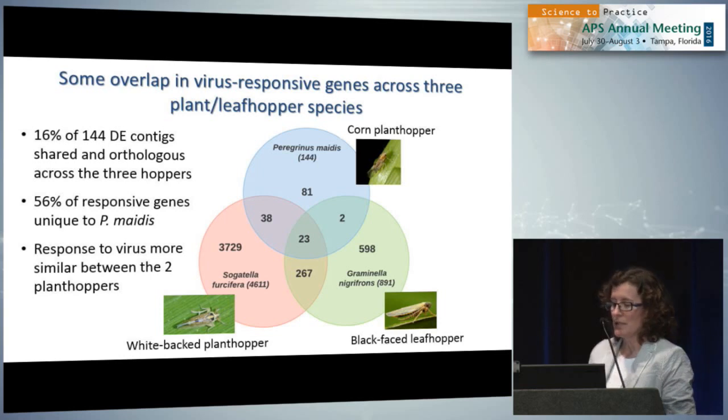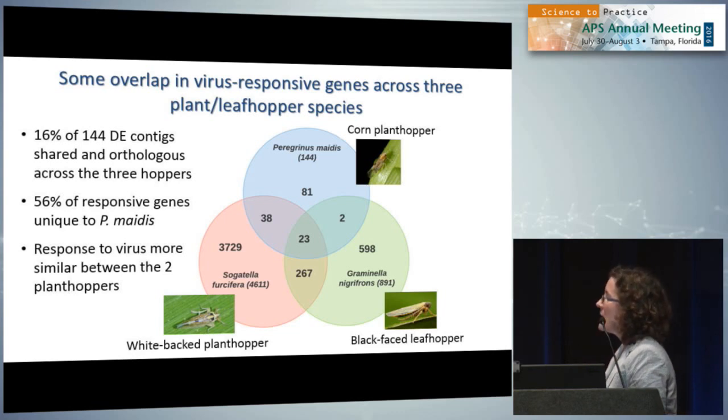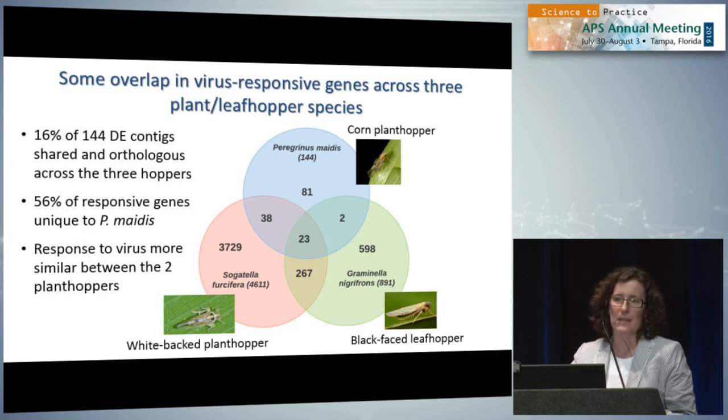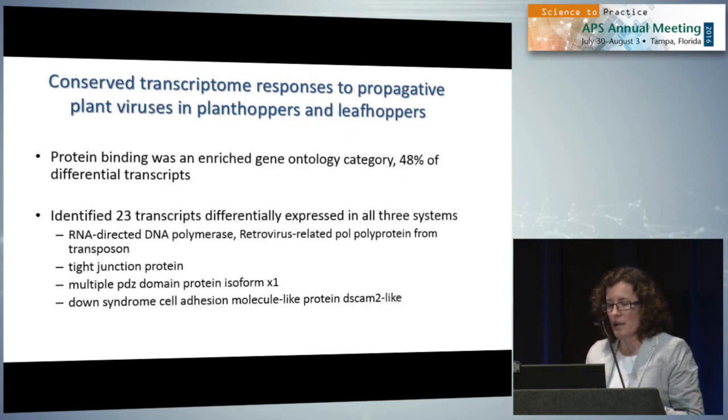An interesting thing, when you look at it, we're comparing plant hoppers and also a leaf hopper. What we found was that the responses, even though they were to a dsRNA virus and a nuclear rhabdovirus, were more common between the plant hoppers, even though they were infected with diverse viruses. That's probably because they're so much more closely related than the leaf hopper.